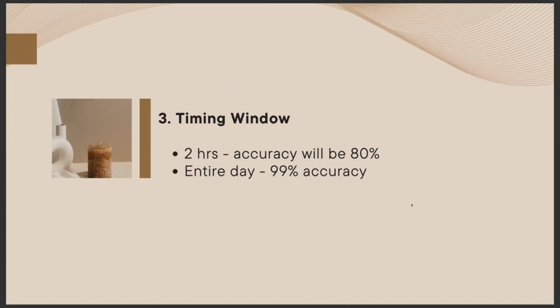So when it comes to the timing window, let's say you're going to send your email or your campaign at 10 a.m. You need to start testing by 8 a.m. so you have at least 2 hours, a time frame for you to have at least 80% accuracy. Now, if you want greater accuracy, you need to run your A/B testing the entire day or until the next day for you to have 99% accuracy.